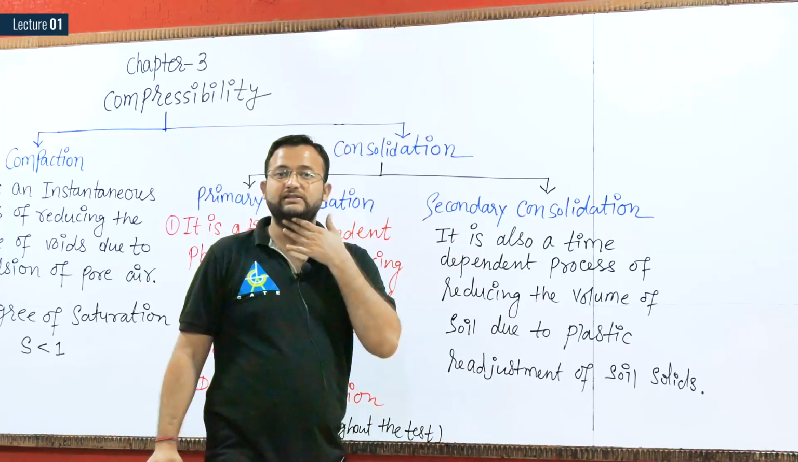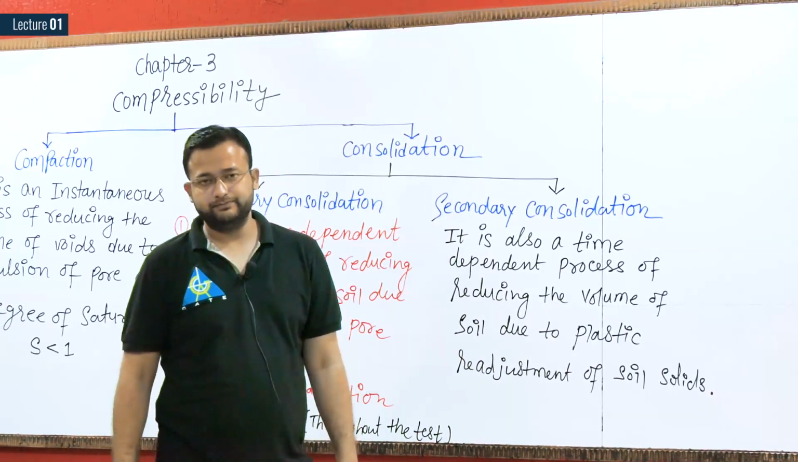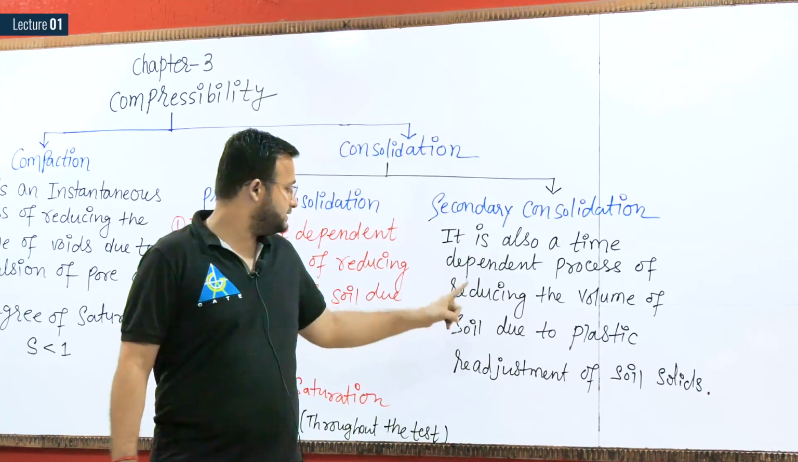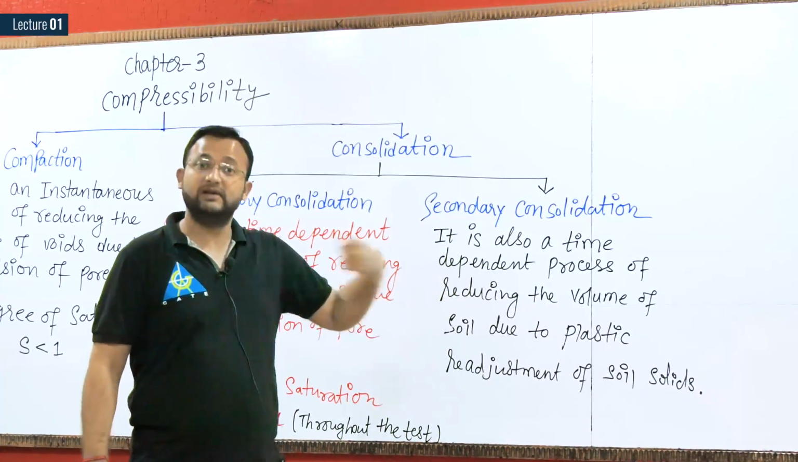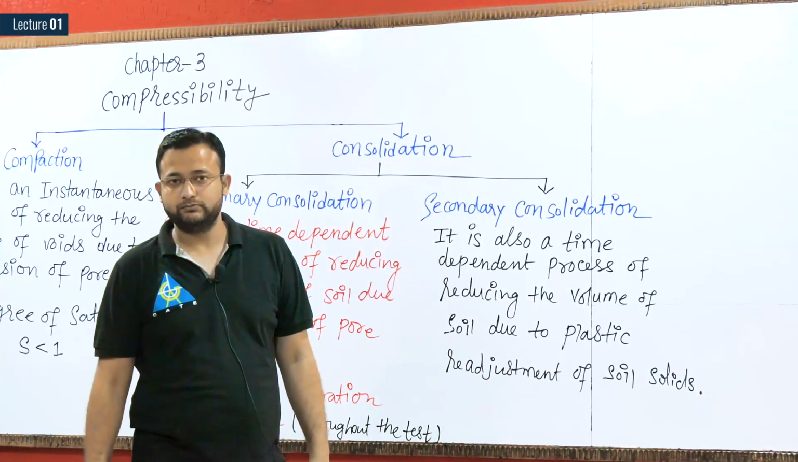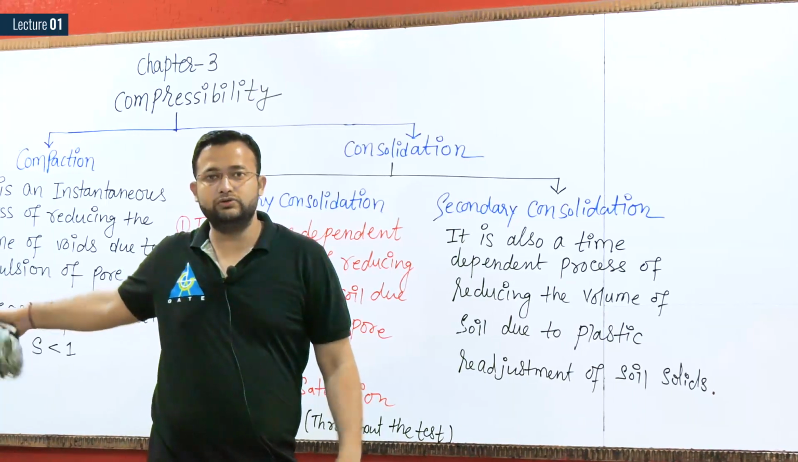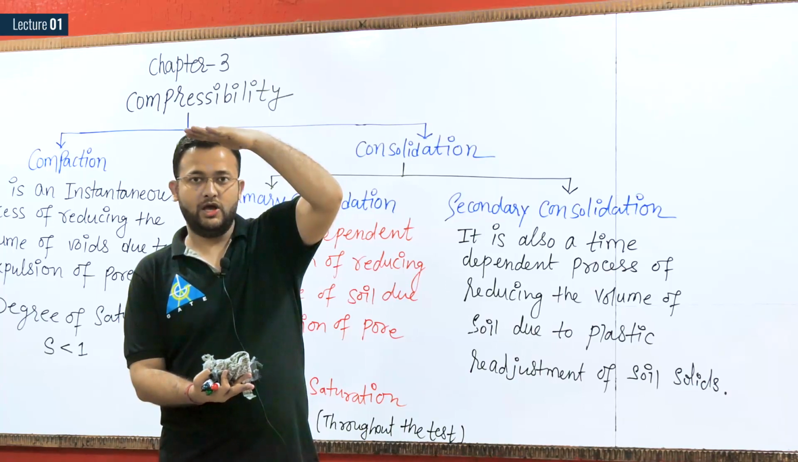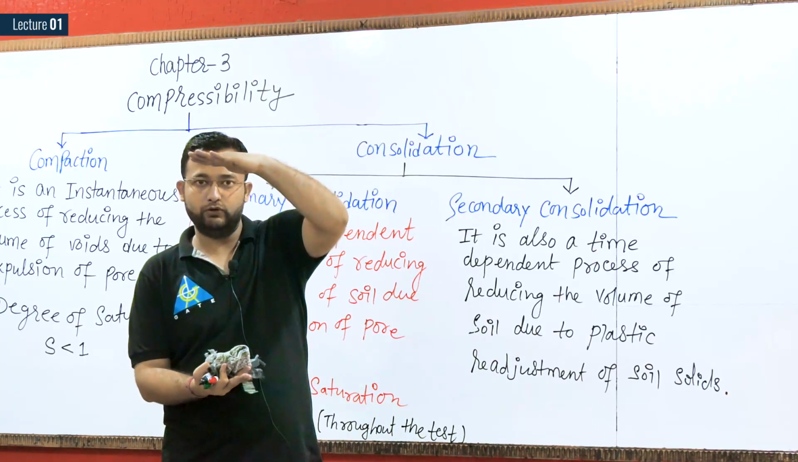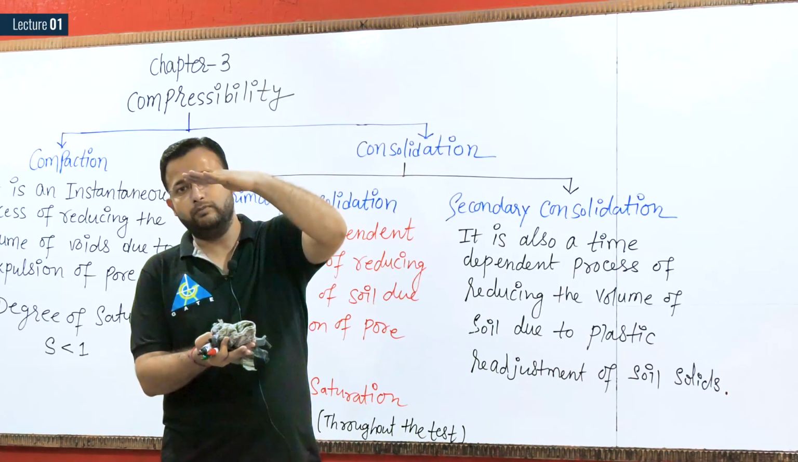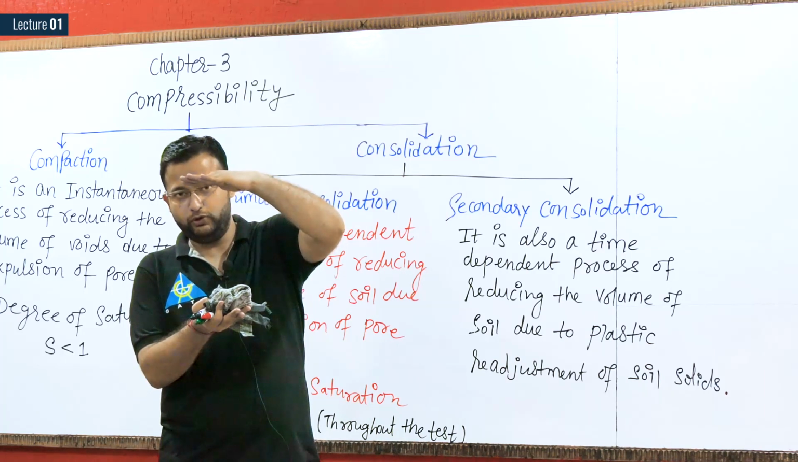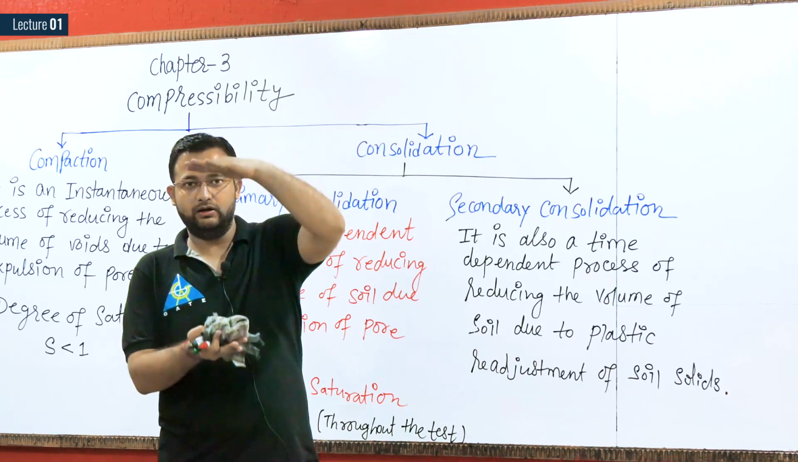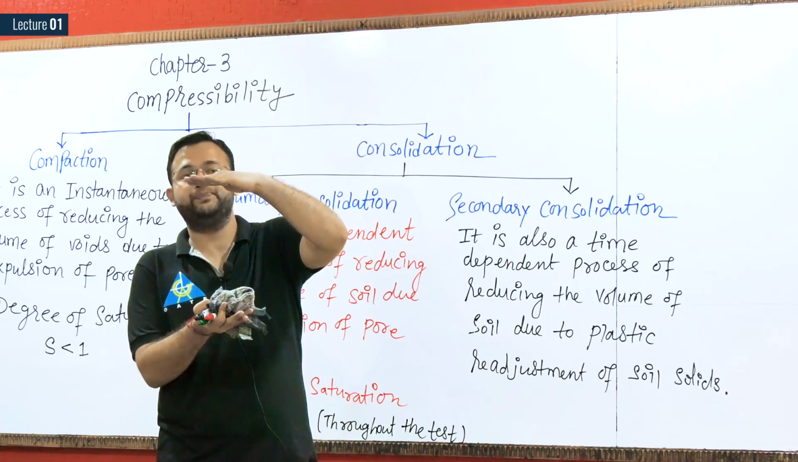Secondary consolidation means it is also a time dependent process. This secondary consolidation occurs after the primary consolidation. Already we have reduced the volume of soil. See, initially volume of soil was this much. You applied load before the construction and the volume of soil is reduced up to here. Initially it was here, now it is reduced up to here.